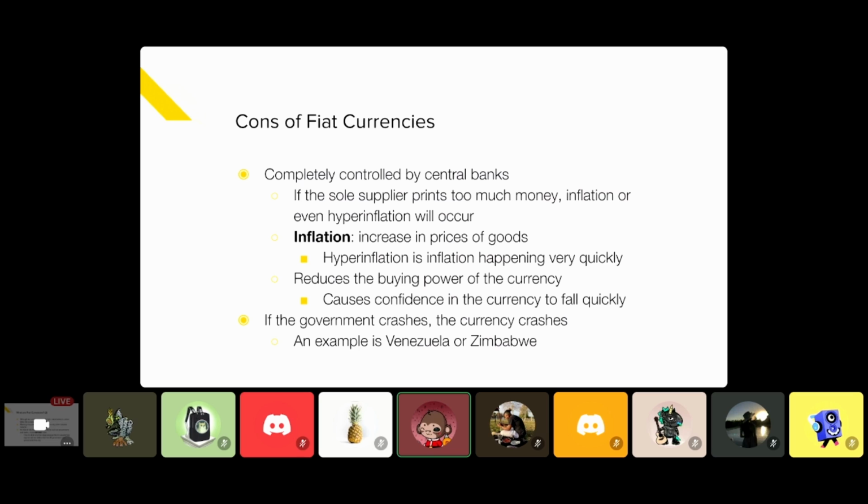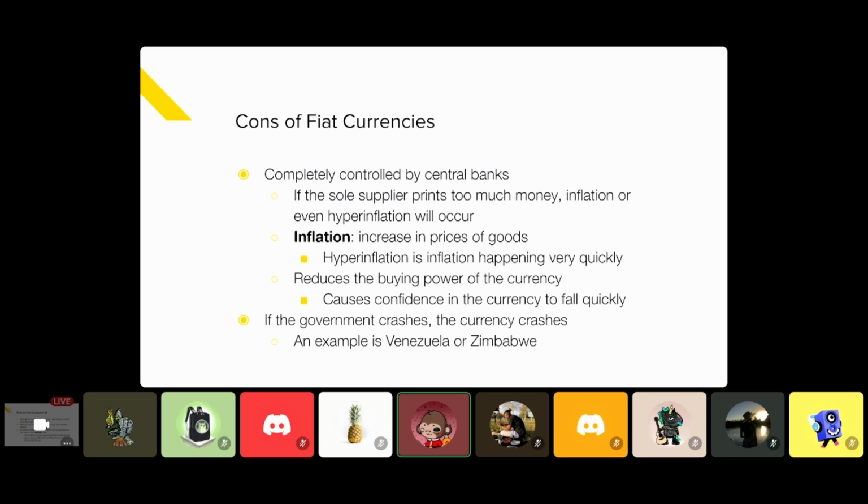Some cons of fiat currencies. It's completely controlled by central banks. Every decision made for the US dollar is currently made by the Federal Reserve. So if the sole supplier prints too much money, inflation or even hyperinflation will occur, which is what we're kind of seeing with the US right now. Inflation is the increase in prices of goods. Hyperinflation is inflation happening at an exponential level, or very high, which reduces the buying power of the currency and causes confidence in the currency to fall quickly.